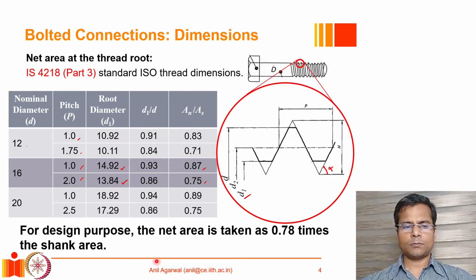However, for design purposes, generally this net area is taken as approximately 78% times the shank area. So if it's an M16 bolt, we will calculate the cross-section area of a 16 mm diameter rod, and then take 78% of that, which gives us the cross-section area of the threaded portion.